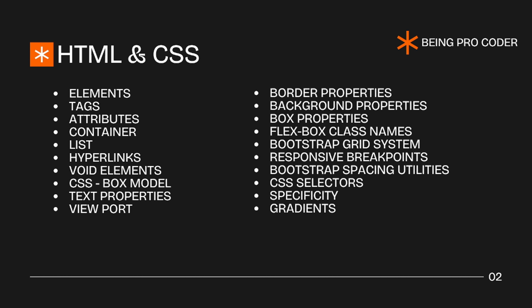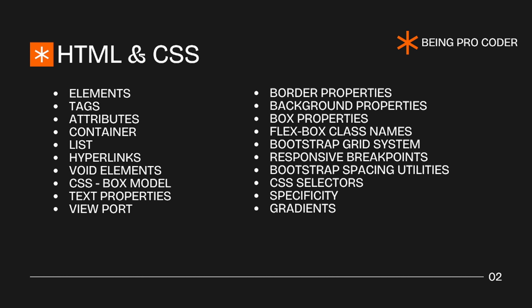Coming to text properties, we have font weight, text transform, text decoration, and letter spacing. Coming to viewport, we can learn about the meta tag, where the height and width of a DOM container is known as a viewport. Coming to the border properties, we can learn about border radius, the dotted style, or the color of the border.